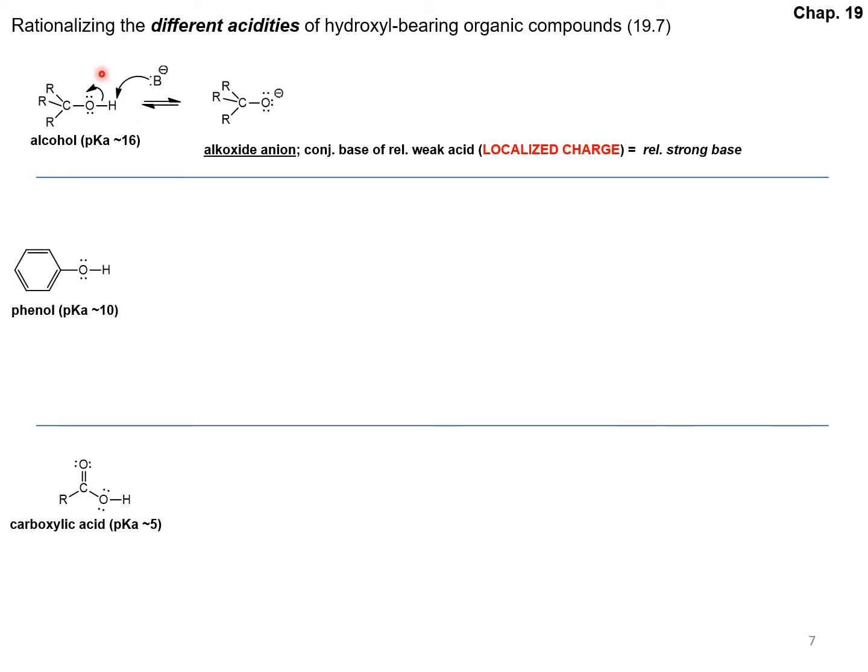When you take the proton away from an alcohol, you end up with a localized alkoxide anion. This is a localized charge, which means that no other atoms in this molecule can share that minus charge. There are no other resonance structures you can draw that show the minus charge localized on any other atom.